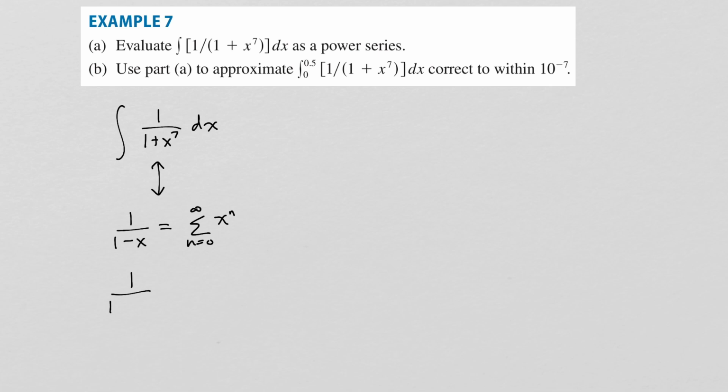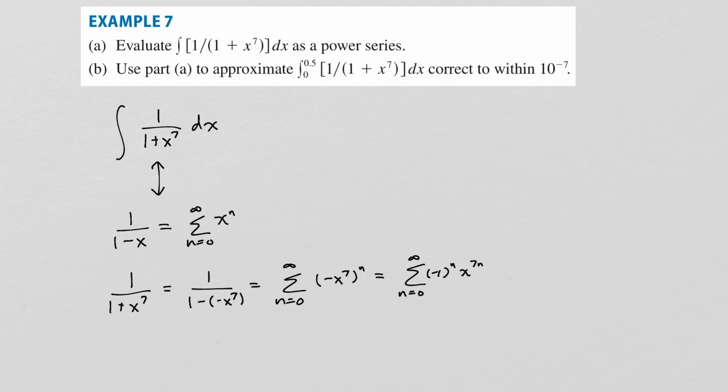Therefore, 1 over 1 plus x to the 7th, we can rewrite this as 1 over 1 minus negative x to the 7th. And that is going to be the power series n equals 0 to infinity of negative x to the 7th to the n. And that will be -1 to the n times x to the 7n. And this will converge on the same interval, -1 to +1.